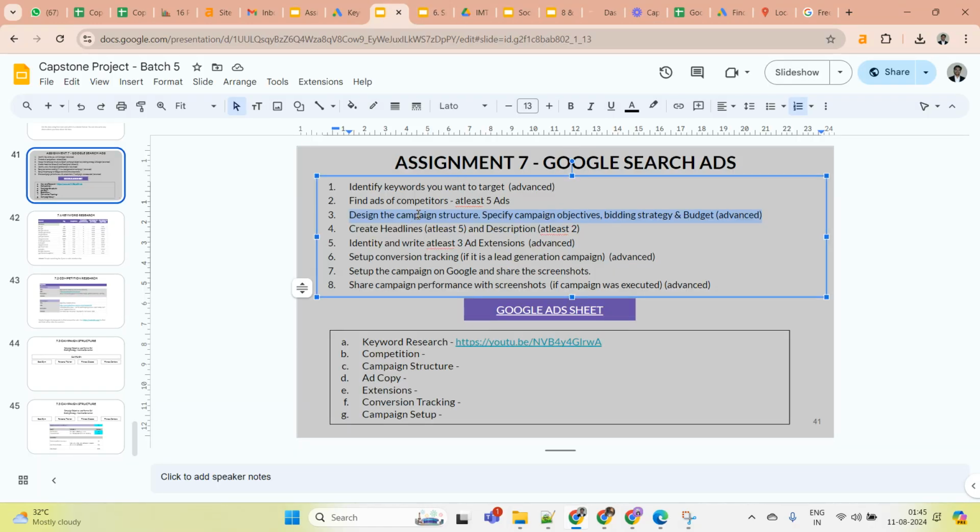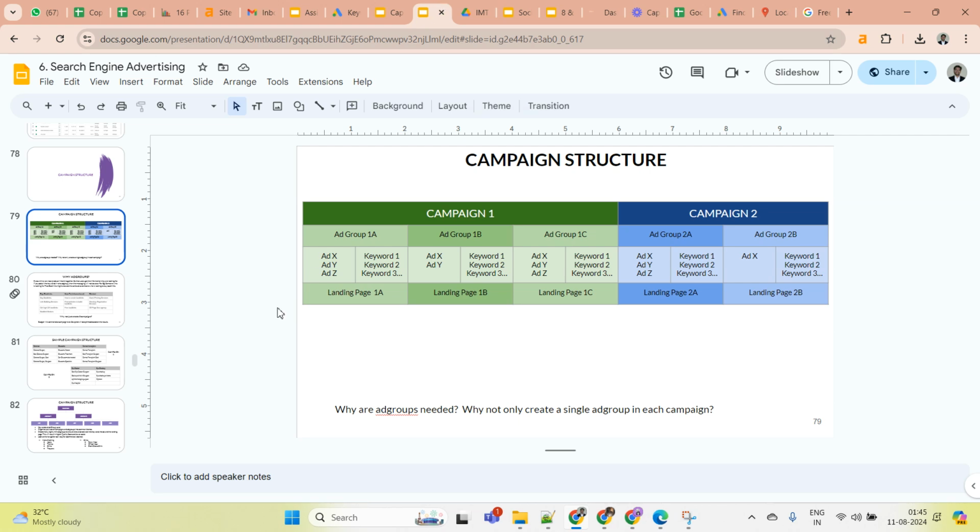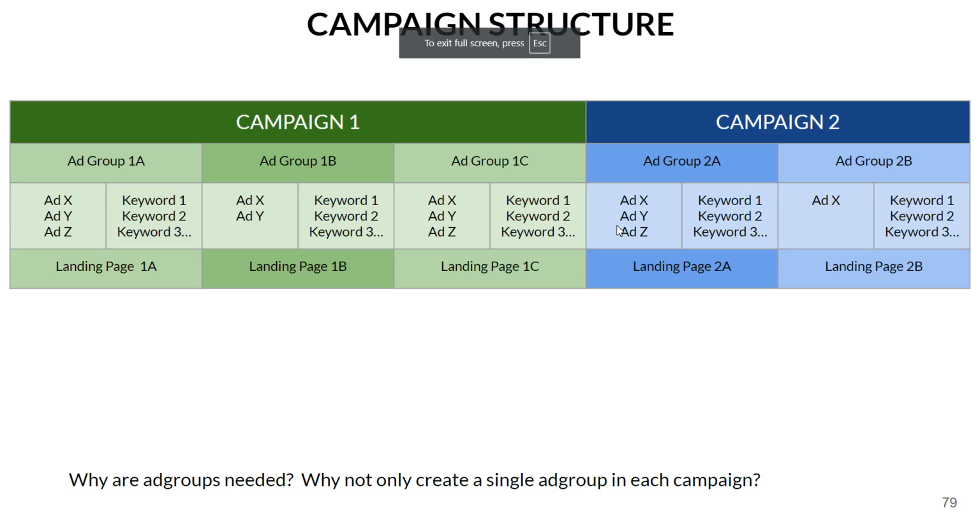So the next question is: design the campaign structure, specify campaign objectives, bidding strategies and budget. So campaign structure is slightly complicated, but we'll still try to revisit some of the theory and then implement it. If you recall, this is how a campaign can be.